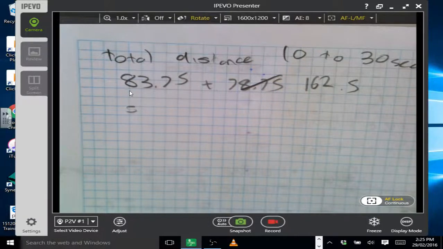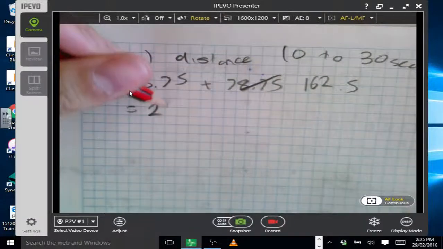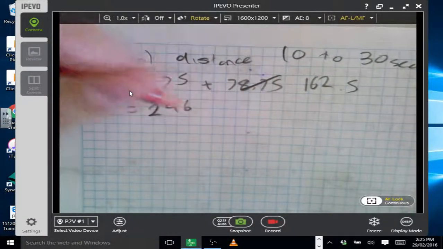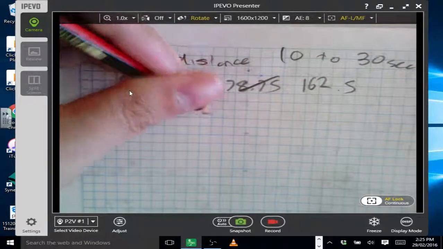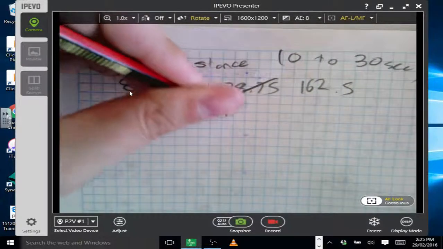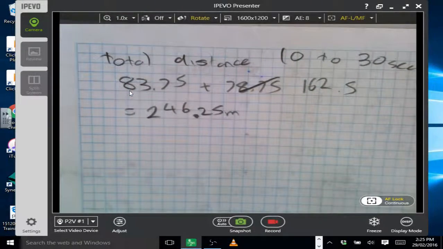Okay, one more thing I'm going to do after this, and then you guys will try it for yourself. All right, so total motion, total distance traveled, 246.25. Okay, you have enough of that? We just added up what we traveled east with what we traveled west. Okay, now a couple things you could do with that.